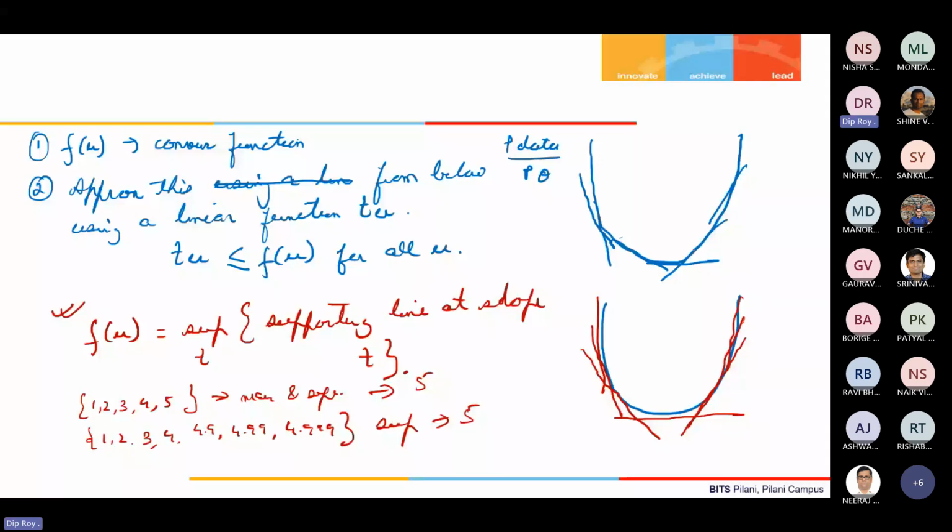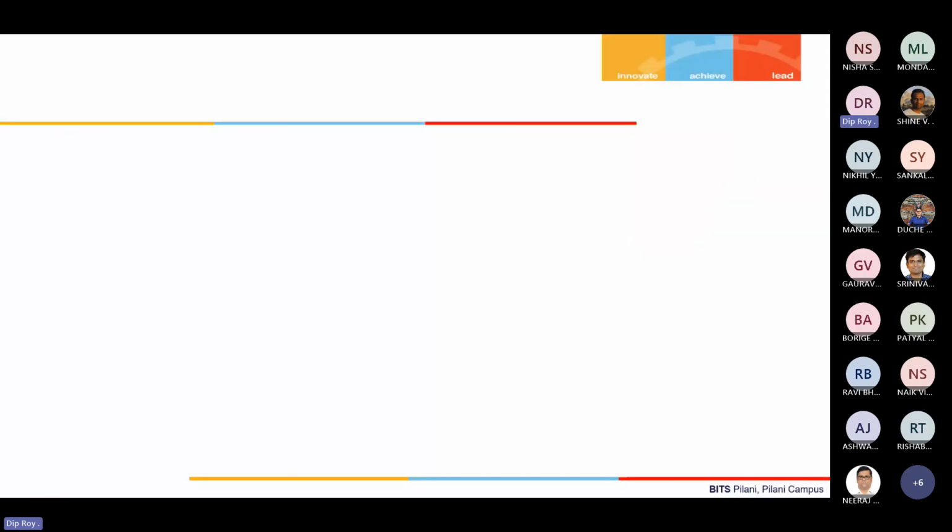Now, each supporting line will have this particular form. So you have line of t, u is equal to t u minus f star of t. f star is nothing but the conjugate function. Now, how do you geometrically think about it? This is actually a straight line. It is basically t u minus f star of t.